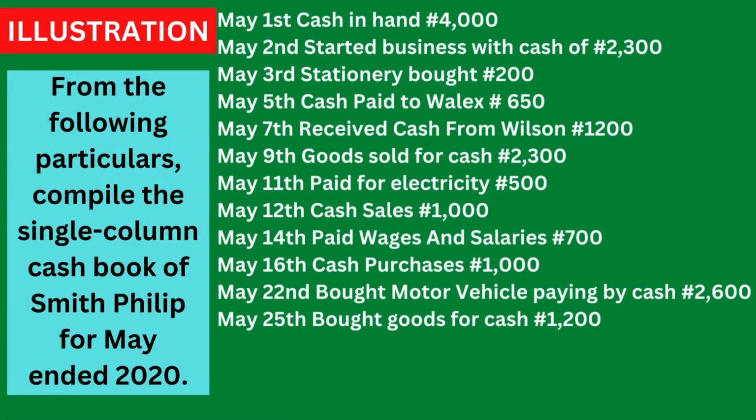Let's look at this illustration. From the following particulars, compile the single column cash book of Mr. Smith Philip for May ended 2020. We are having a series of transactions made by Mr. Phillips during the month of May 2020. Therefore, we are asked to prepare the cash book for these very particular transactions. Let's move to the solution.